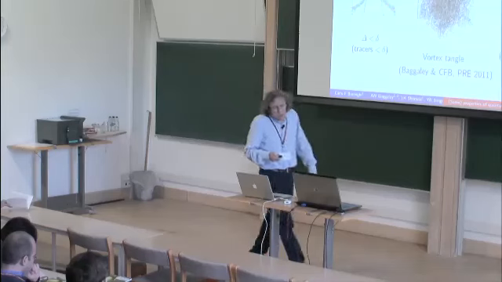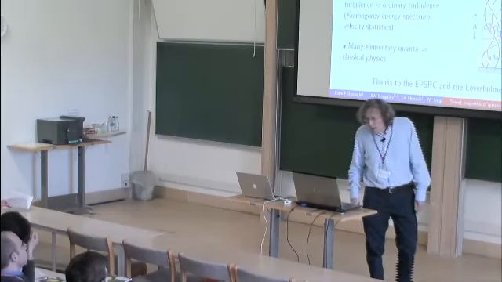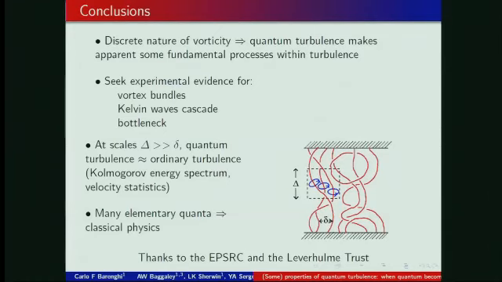So if I come to a conclusion for this morning, what is the conclusion? The conclusion is that we see actually the appearance of classical behavior in terms of the energy spectrum and the velocity statistics, provided we look at length scales which are slightly larger or significantly larger, depending on the situation, than the typical vortex separation.